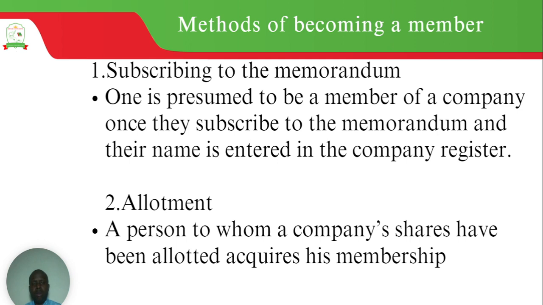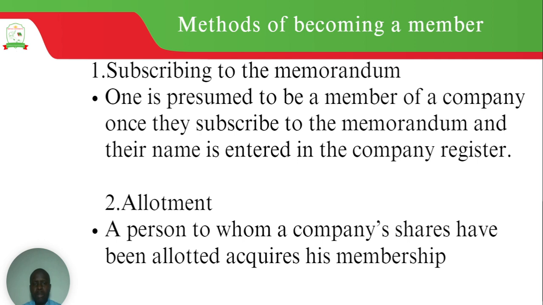Now, we have quite a number of methods that people use in order to become members of companies. Number one is by subscribing to the memorandum. And we are saying one is presumed to be a member of a company once they subscribe to the memorandum and their name is entered in the company register. So subscribing to the memorandum of association is very, very important. It signifies that you have now qualified to be a member of a company.